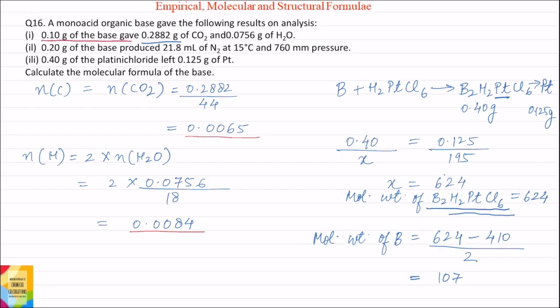Now moles of nitrogen. For moles of nitrogen, first of all we need to find the volume of nitrogen at normal temperature and pressure, or under standard temperature and pressure conditions. For that we will use the formula P1V1 by T1 is equal to P2V2 by T2. Here P1, V1 and T1 represent the standard conditions of pressure, volume and temperature. P2, V2 and T2 represent the given pressure, volume and temperature.